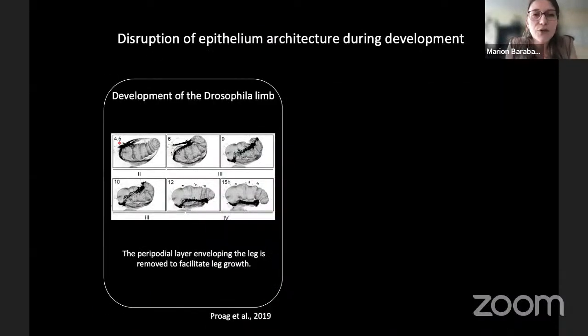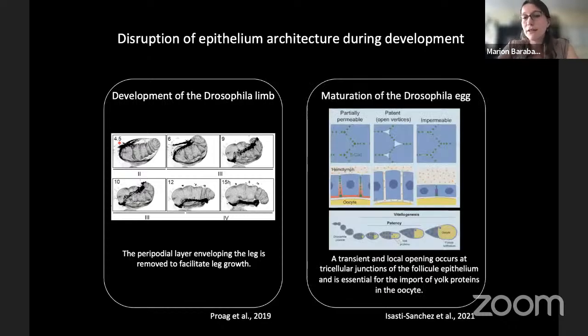First, as a general introduction, normally the epithelium layer has a barrier function, but recently some work has shown that disruption of the epithelium layer can occur during physiological development. Here I will present two examples. The first concerns the Drosophila leg imaginal disc, where the peripodial layer which envelops the leg is removed, facilitating the growth of the leg. The second example is the maturation of the Drosophila oocyte, where a transient and local opening occurs at the tricellular junction of the follicle epithelium, which is important for the import of yolk protein into the egg.